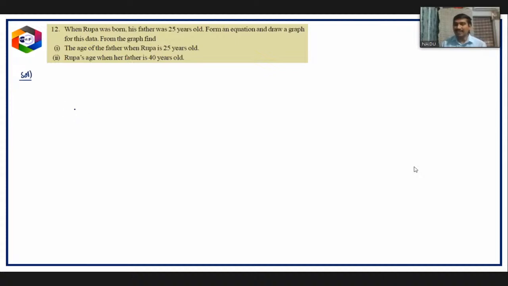Since there are two persons, why? Because we have to frame a linear equation in two variables.